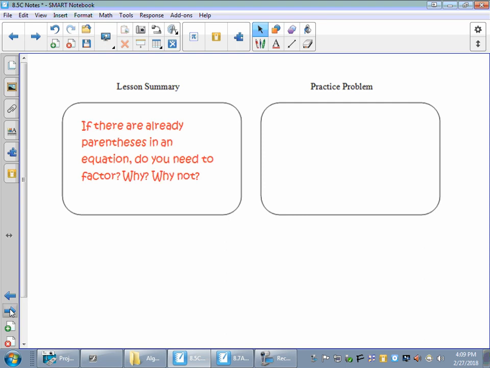All right, lesson summary. If there are already parentheses in the equation, do you need to factor? Why or why not? So if you already see parentheses in there, do you have to go ahead and go through step 2, or can you just say, oh, awesome, they did it for me, check it off?